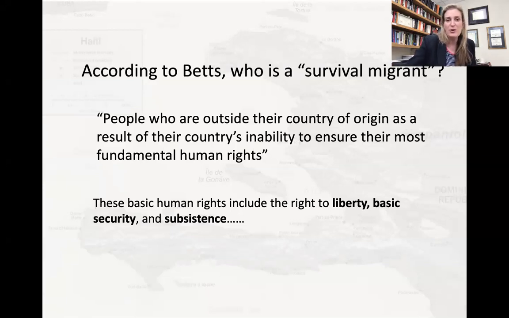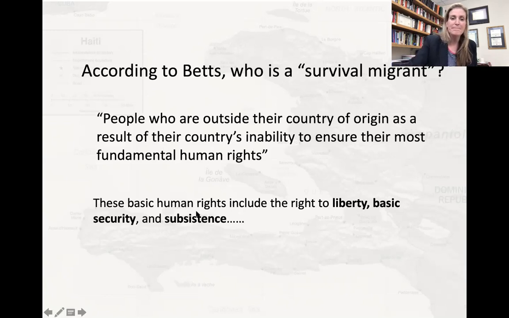Well, it's people who are outside of their country of origin as a result of their country's inability to ensure their most fundamental human rights. When I ask you to define survival migrant, that it is people who are forcibly leaving their home countries because their basic fundamental human rights cannot be met in their home country. And that includes, yes, liberty and basic security as guaranteed by the 51 Refugee Convention, but also really important, the right to subsist, the right to clean drinking water, the right to a secure food source.